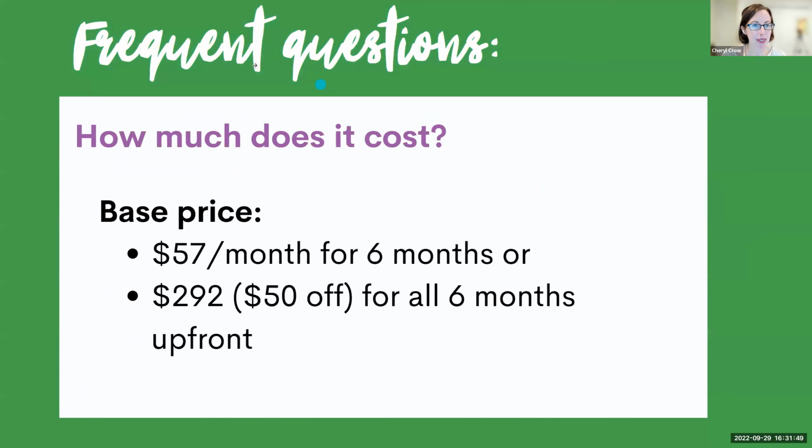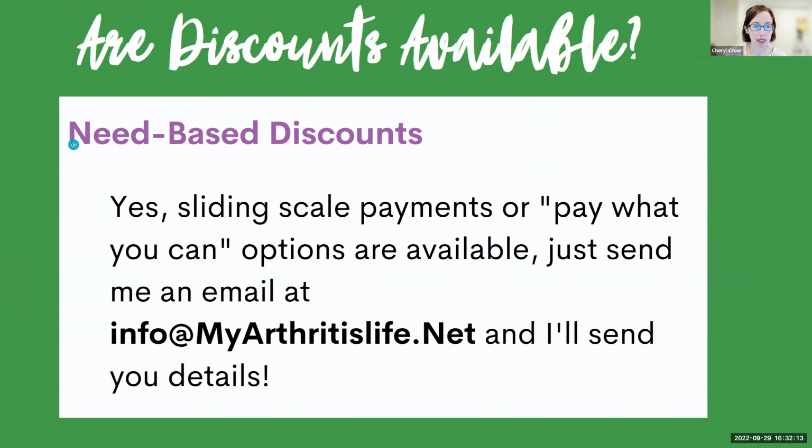But anyway, I just try to be upfront with pricing. I don't know why there's a lot of programs that are very secretive, like they won't tell you how much it costs. And you're like, why? So you can have a monthly plan for $57 USD, or for the 6 months, $292, which is $50 off if you do all 6 months up front. But I do have sliding scale payments or pay what you can options. So I just do that over email.